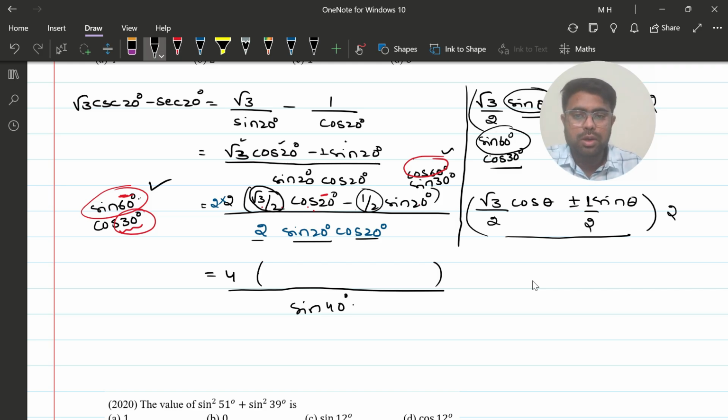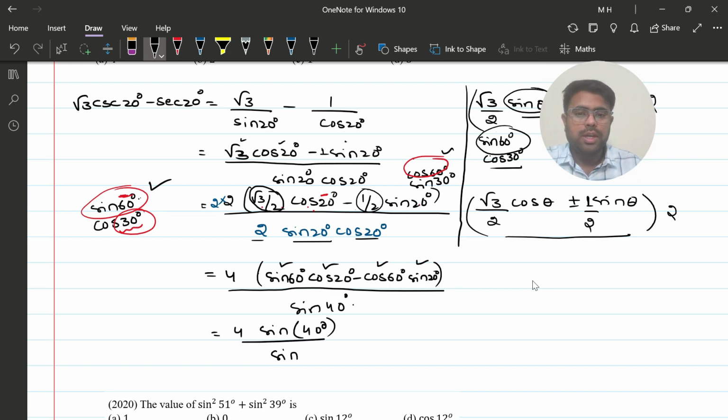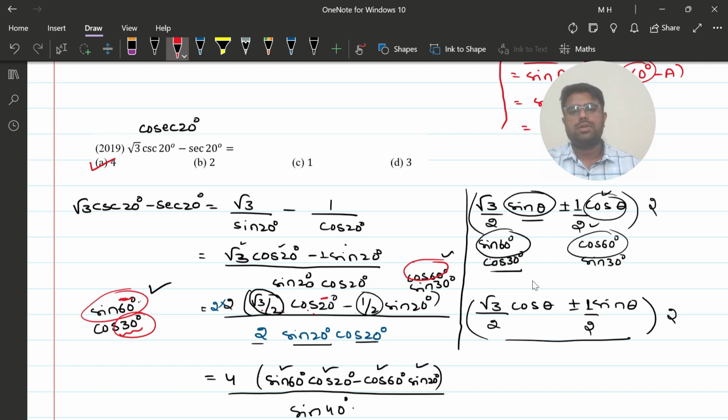So therefore, what am I going to write root 3 by 2 as? I am going to write it as sine 60 cosine 20 minus cosine 60 sine 20. So this will be 4 times sin x into cos y minus cos x into sin y. So it is going to be sine of x minus y, that is 60 minus 20 is 40 degrees, divided by sine 40 degrees. So these two will get cancelled out. I am going to get 4. So the answer is going to be 4. Okay. So this is what we have.